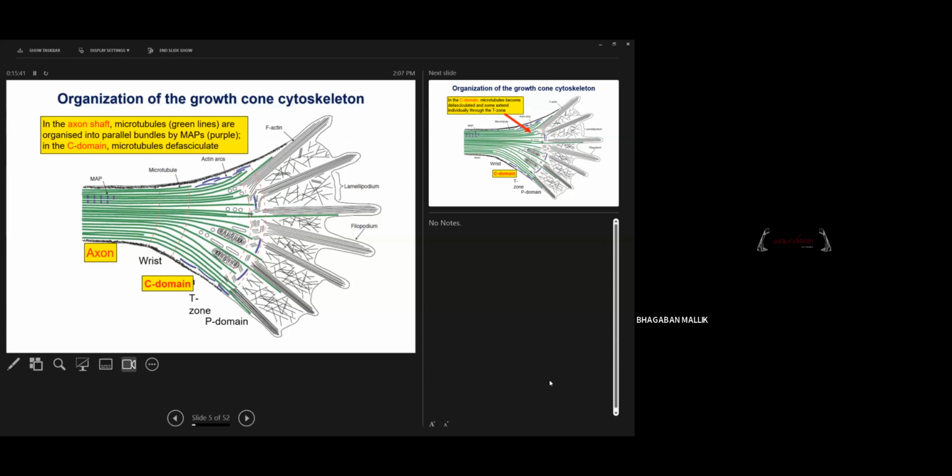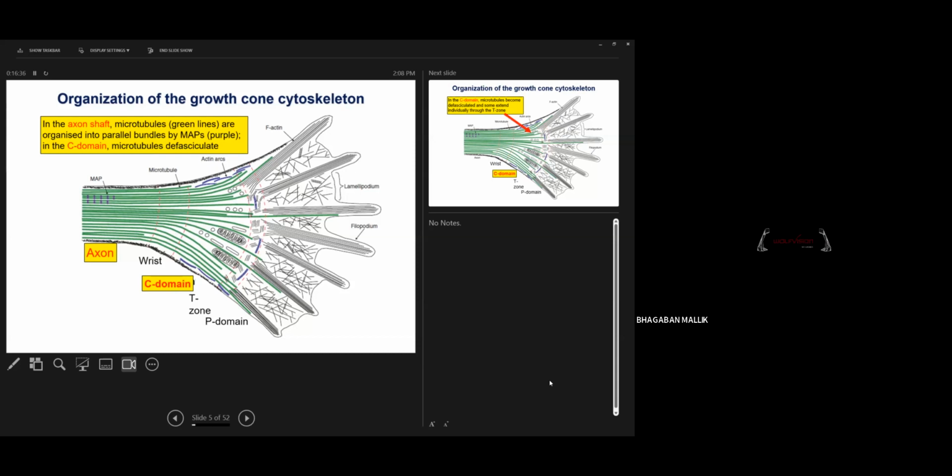In the axon shaft, the microtubules are organized into parallel bundles with microtubule associated proteins. The structures that you are seeing in blue are the microtubule associated proteins, MAP. They interact with the microtubules to form the microtubule bundle at the axon shaft. After that, the microtubules enter into the C domain, the central domain. Then you have the T zone, the transition zone. In the transition zone, you have severing and depolymerization of the actin cytoskeleton. You can see that these are the small broken actin bundles.